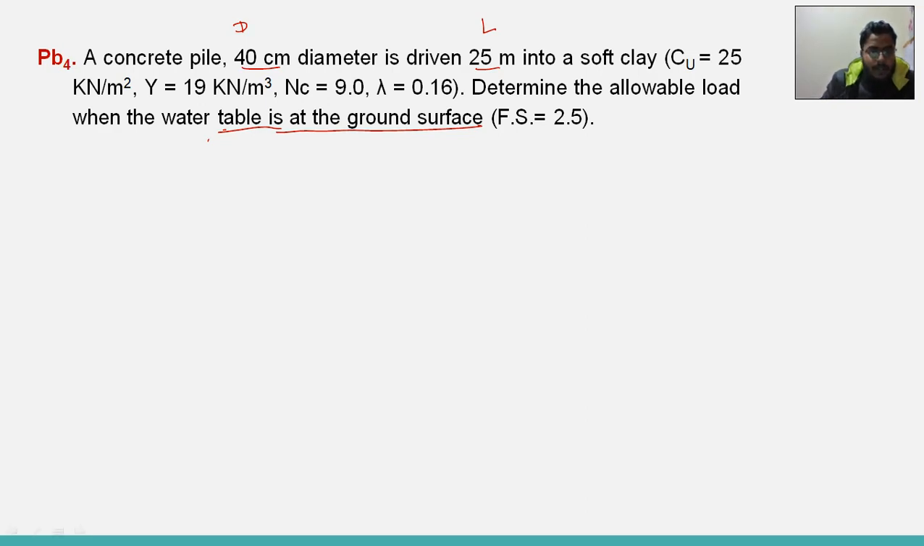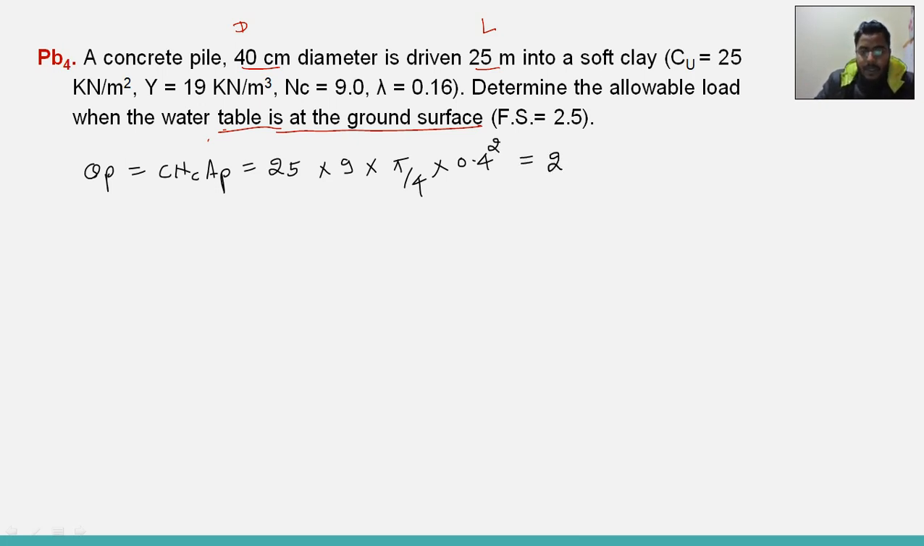So now first we will calculate Qp, that is c Nc Ap. c we have 25, Nc we have 9, Ap is pi by 4 into d square, where d is 0.4. So it will come 28.3 kilonewton. Now we can calculate Qs. See the condition here: the depth, or length we can say, is greater than or equal to 25 meter. So here this is 25 meter, so it is equal to 25 meter.